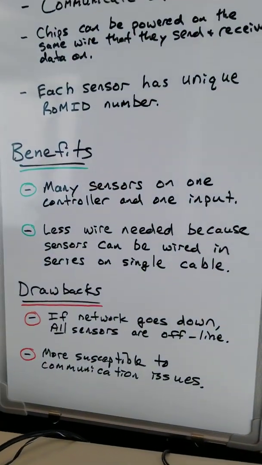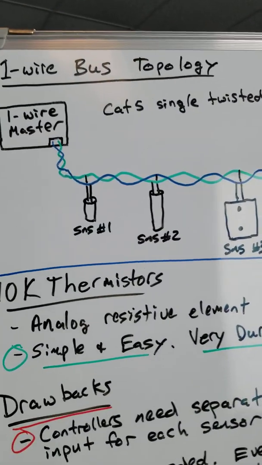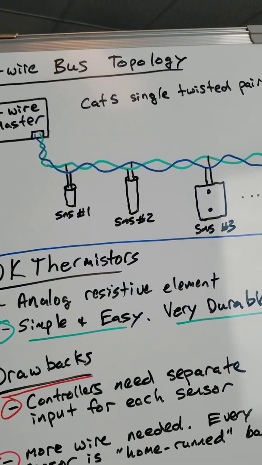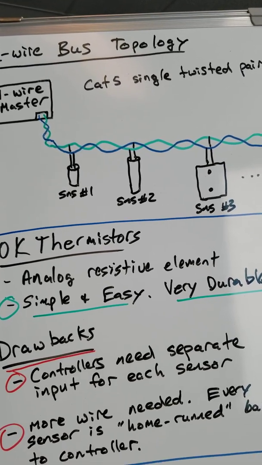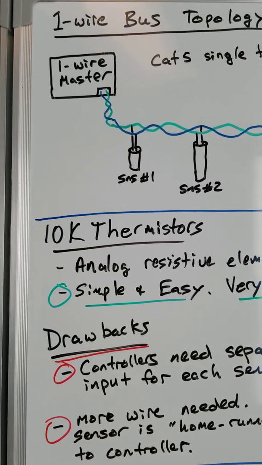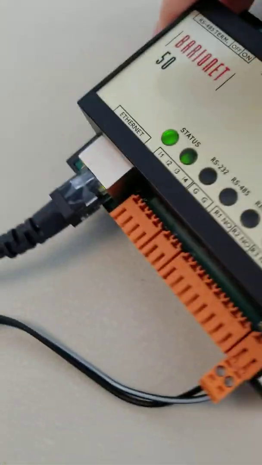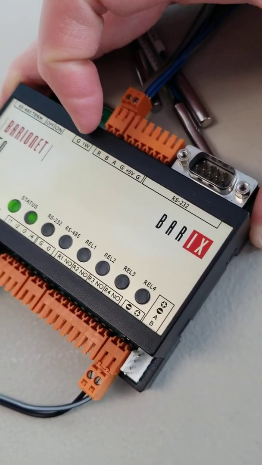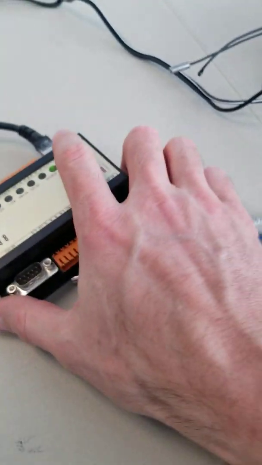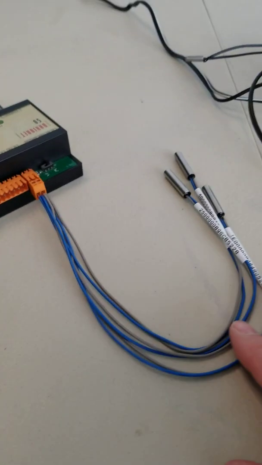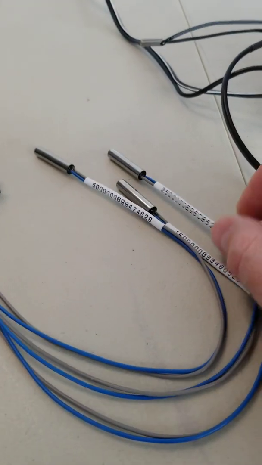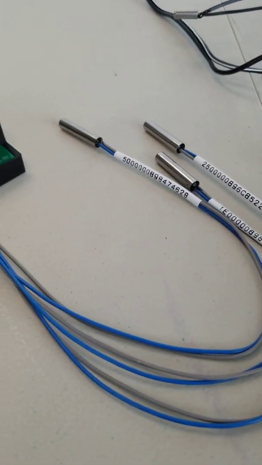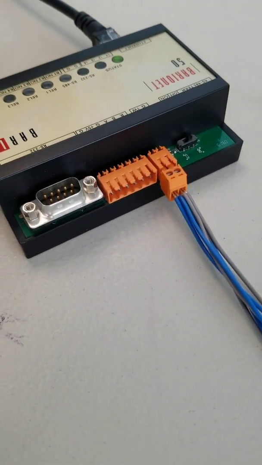So the benefits of one-wire sensors is that, based on this bus topology up here, you can wire multiple sensors on the same cable or the same bus, and they can all go back to a single input on one wire master. So I'll show you here, this is our bar unit 50 from Barracks. It's got a one wire connection or port here. And basically that's just a programmable I/O pin. And so if you've got that, you can create a software driver for one wire. And these are three of the same types of sensors that I was showing you before. And they're all wired here to the same input.